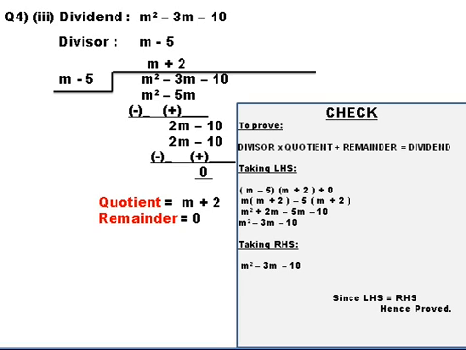Now what do we have on the right hand side? We have the dividend. And what is the dividend? It is m square minus 3m minus 10. So since left hand side is equal to right hand side, that means the divisor into quotient plus remainder is actually equal to the dividend. Hence our answer is correct.